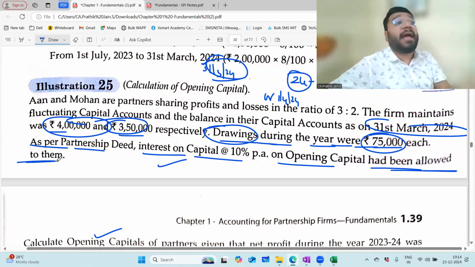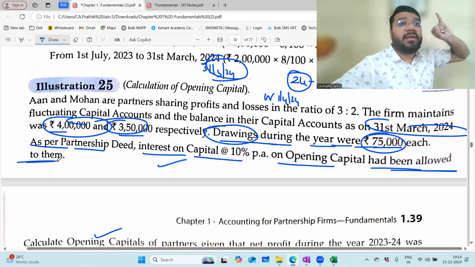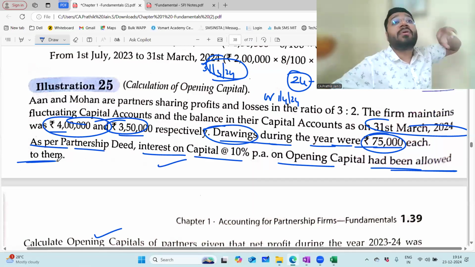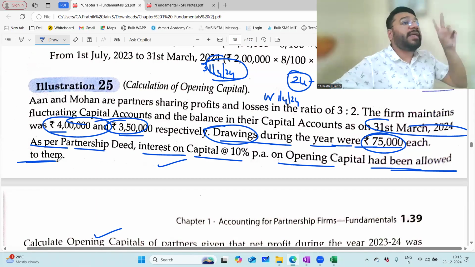Anywhere in the question did they say that IOC is not being calculated, not been credited? No. If the question is silent, it is credited. So IOC they have credited. Then share of profit they have credited. So these two items I have to reverse, subtract. Anything which is credited, I need to reverse by subtraction. Credited item is earlier added to opening capital. So while reversing, we have to minus.